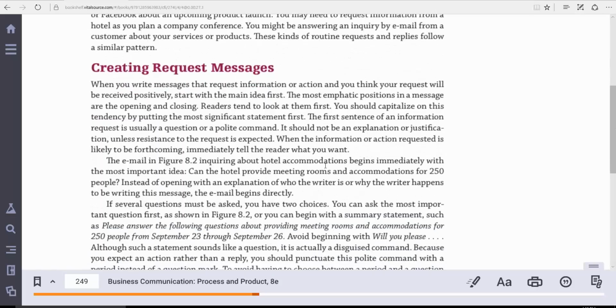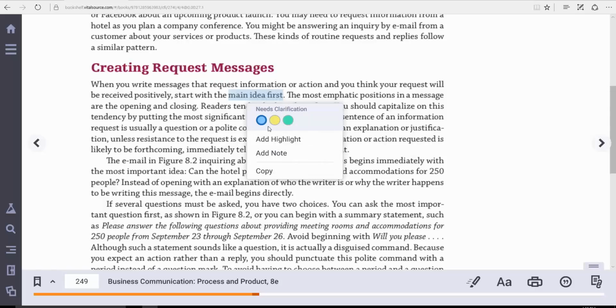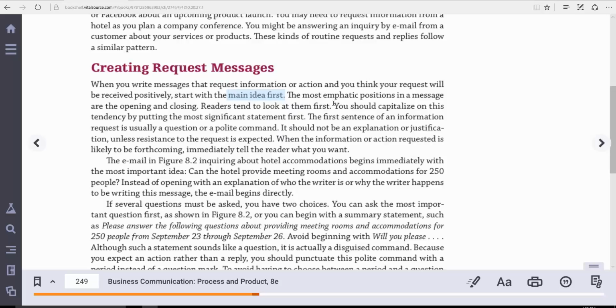So creating request messages: when you write messages to request information or action, you think your request will be received positively, so you start with the main idea first. So the first thing you do is the main idea. The most emphatic positions in a message are the opening and closing.